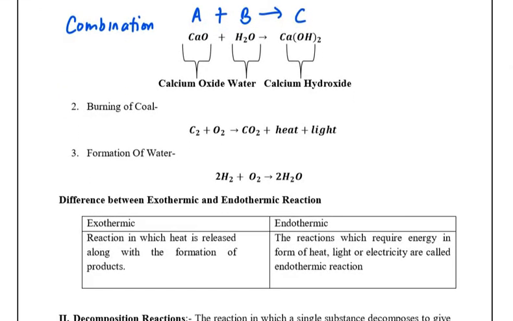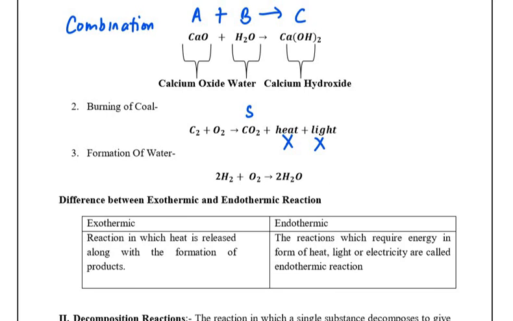Now we have burning of coal. Burning of coal is again a type of combination reaction. Why? Because carbon reacts with oxygen and forms carbon dioxide, and heat and light energy is released. Now somebody could ask me why there is heat and light when I said that we need only one compound as product. We get only one substance here. Heat and light can't be considered under substance. So we have carbon reacting with oxygen to form carbon dioxide.